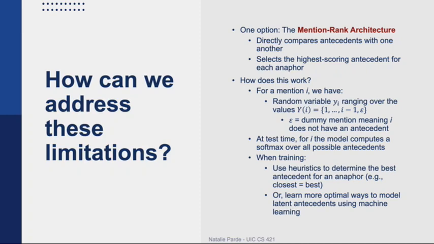This issue is typically addressed just using simple heuristics to determine the best antecedent for a given anaphor, for example, by assuming that the closest antecedent to the anaphor is the best. More sophisticated machine learning techniques can also be used for this. Just like with the mention pair architecture, mention rank models can be trained using manually engineered features, neural features, or some combination of the two.